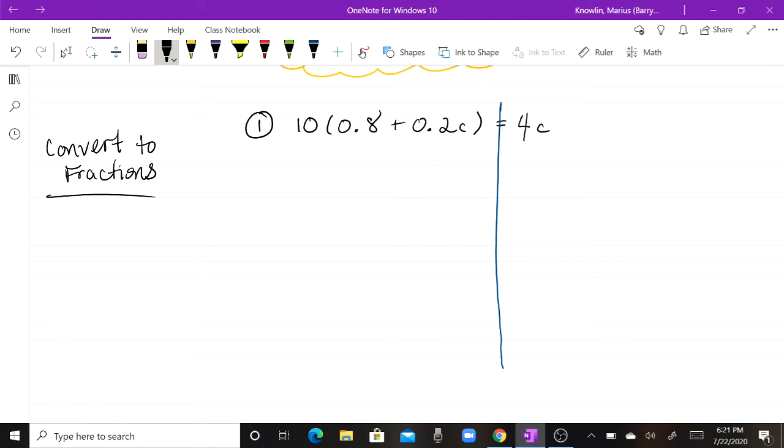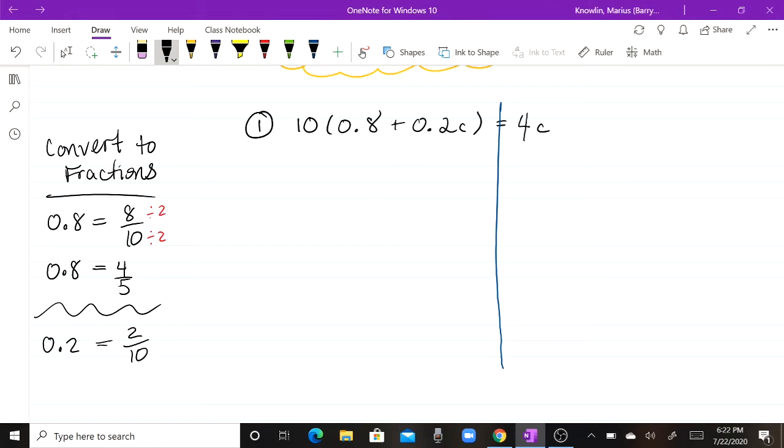So 0 and 8 tenths equals 8 divided by 10, but we know both of those can be divided by 2, which is really going to leave us with 4/5. So 0 and 8 tenths, we can change that to 4/5. Now, what about the 0 and 2 tenths? Well, we can write that as 2 tenths. Once again, we know both of these can be divided by 2. So really, that's going to equal 1/5. So 0 and 2/10 is really 1/5 as a fraction.